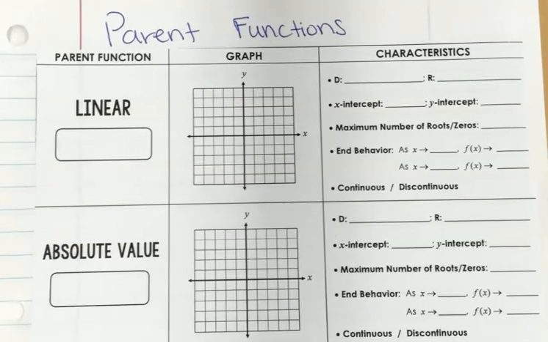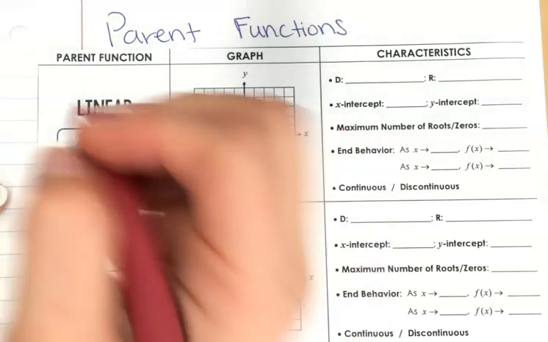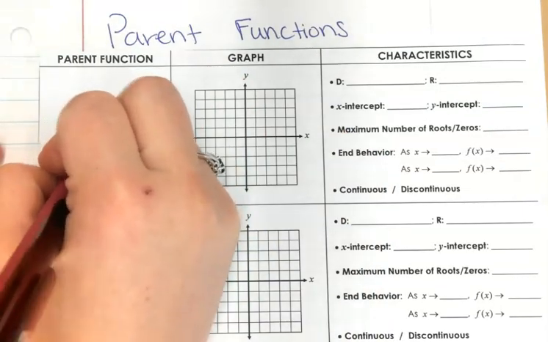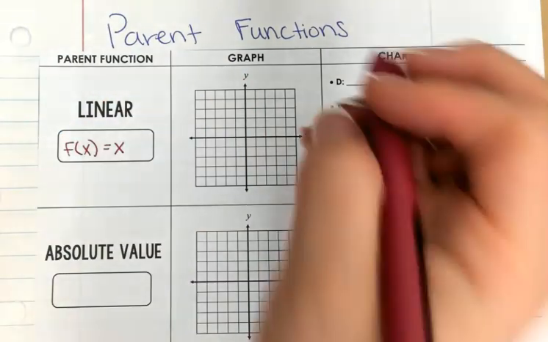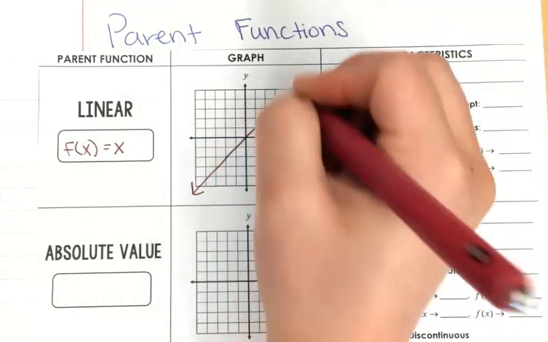Now that we know a little bit about key features, we are going to look at our 9 parent functions and describe their characteristics. So a linear parent function, that is when f of x is equal to x. Typically you're used to seeing that as just that straight line with a slope of 1.